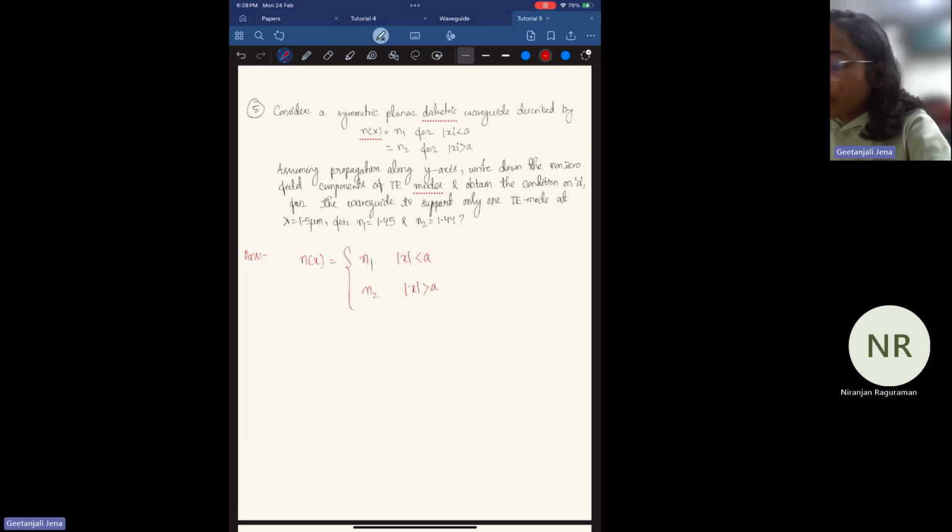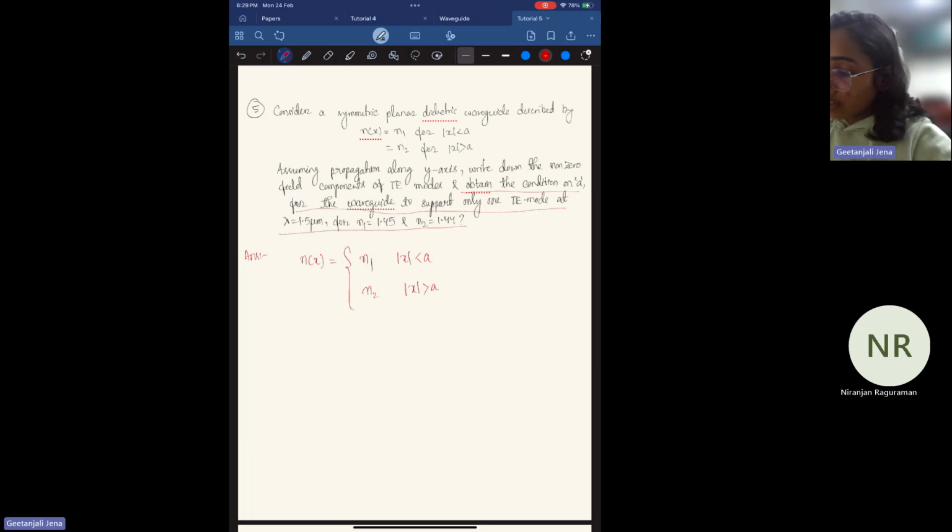So for the second part of this fifth question, we want to obtain the condition on A for the waveguide to support only one TE mode at lambda 1.5 micrometer, n1 is 1.45 and n2 is 1.44. This is somewhat similar to question number 3, so let us quickly solve it.